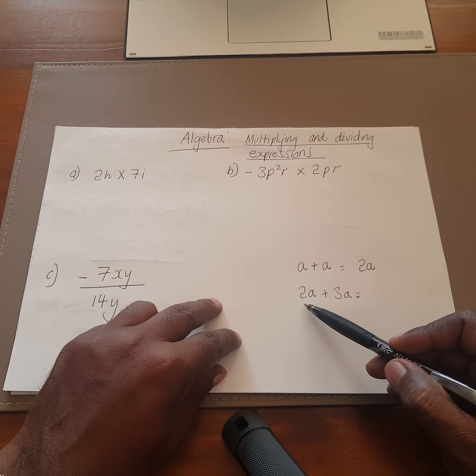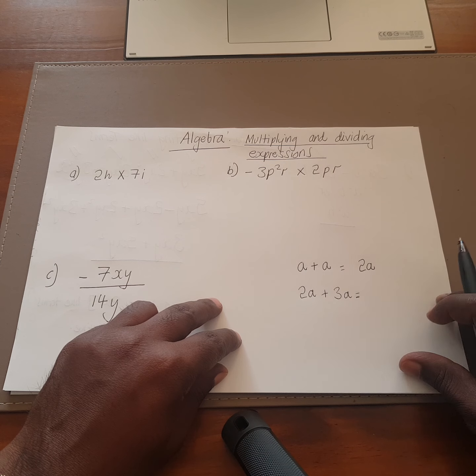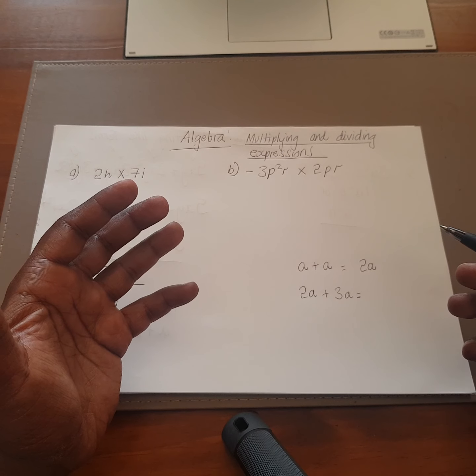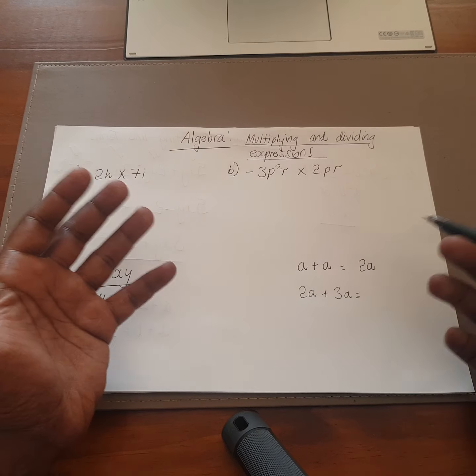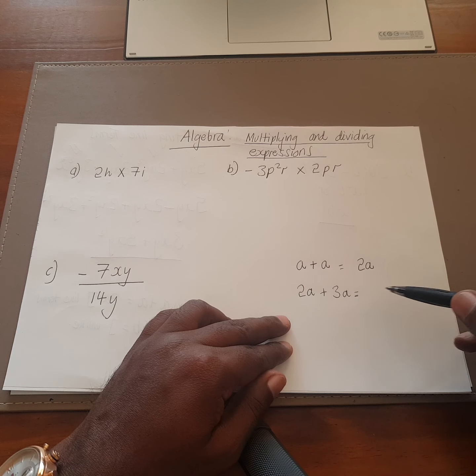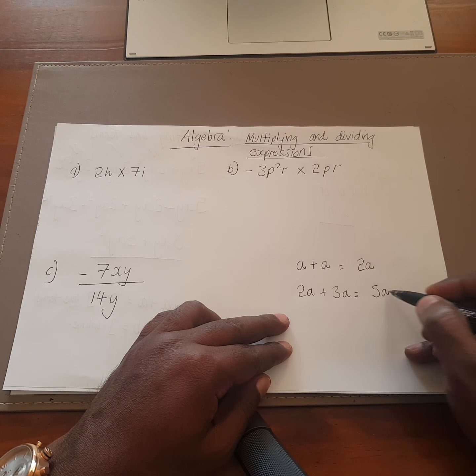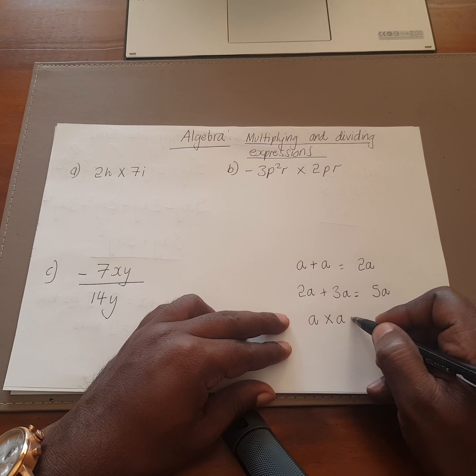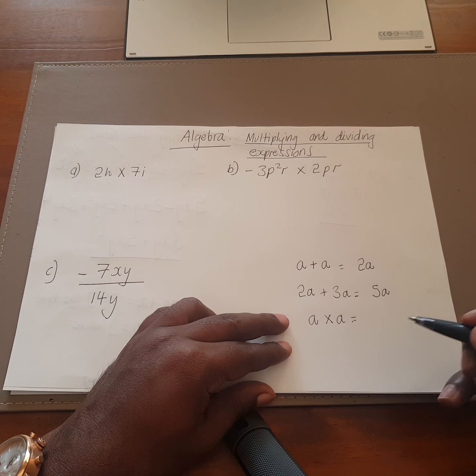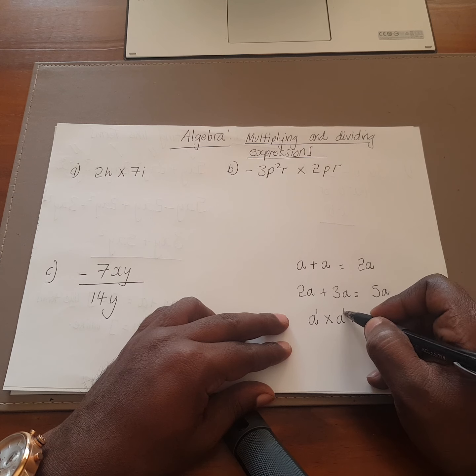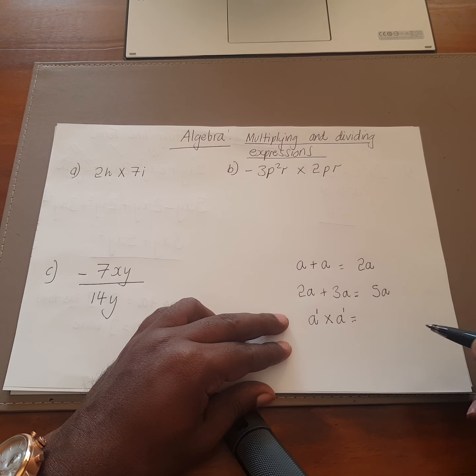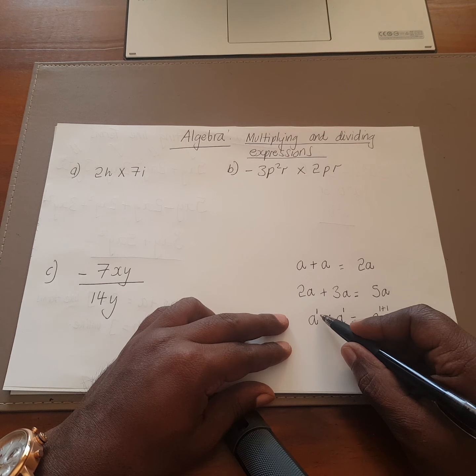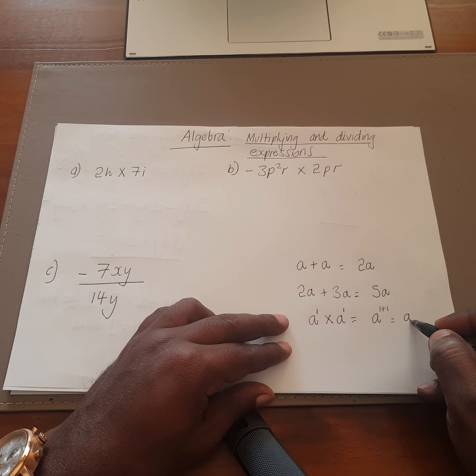So in this situation, 2a plus 3a, the first question you need to ask yourself is, are these like terms? And if they're like terms, as I mentioned in the previous video, you can add them, or simplify them. In this case, 2a plus 3a becomes 5a. Suppose we have a times a. What does that become? Using the laws of indices, that's the same as 1 and 1 in terms of the power. So a times a becomes a to the power 1 plus 1. You're simply adding the powers and that becomes a squared.